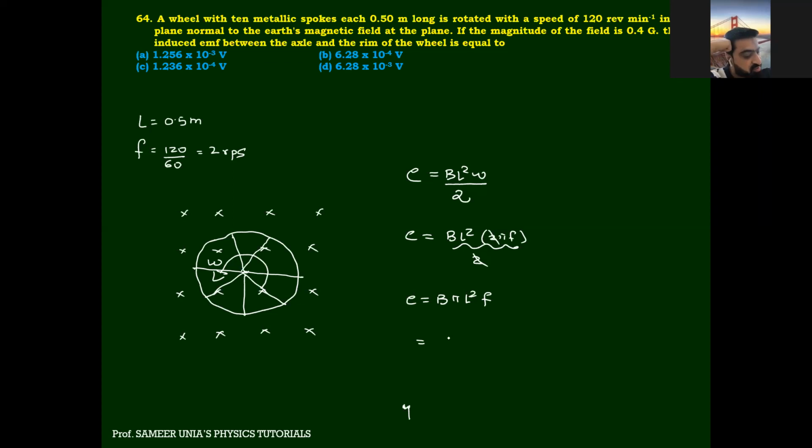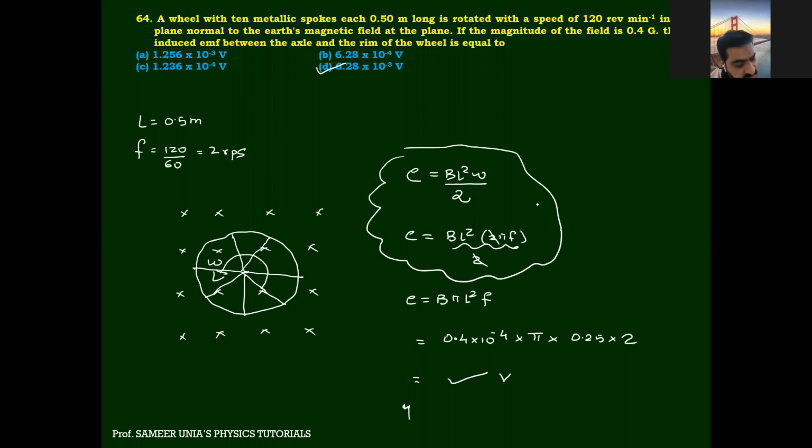The magnitude of the magnetic field is 0.4 Gauss. Gauss is 10 raised to minus 4 Tesla. Pi is pi. L square is 0.5 squared, which is 0.25, and the frequency is given as 2. You get the answer, 64 answer will be D, that is 6.28 into 10 raised to minus 3. We need to know this formula, and this is the EMF across each spoke as well as all the spokes, because they are all in parallel.